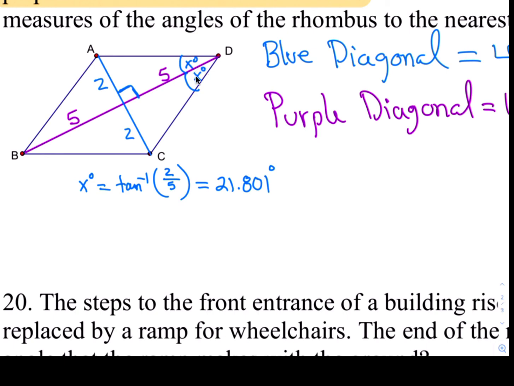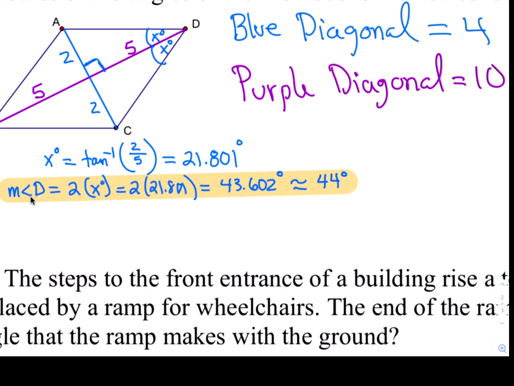Also, it can be shown that this angle over here is also X. So angle D would be twice X, or twice 21.801. So we can simply just say the measure of angle D is 2 times X, or 2 times 21.801, which is 43.602, and they want us to round to the nearest whole degree, so that would round up to 44 degrees.